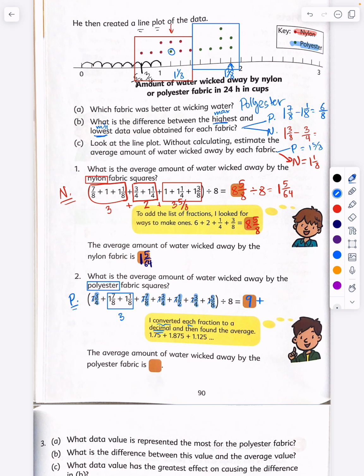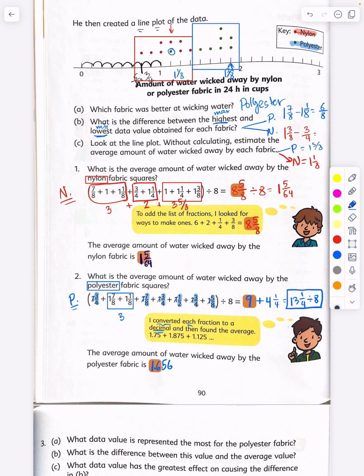I have to recalculate. Oh, I got 4 and 1/4. And if I add up all my wholes and all my fractions, I will get 13 and 1/4, and 1/4 divided by 8. And if I do all my conversions and divide the fraction, this is the final step in calculation, the average for polyester fabric will be 1.656. I converted it into decimal, 1.656.